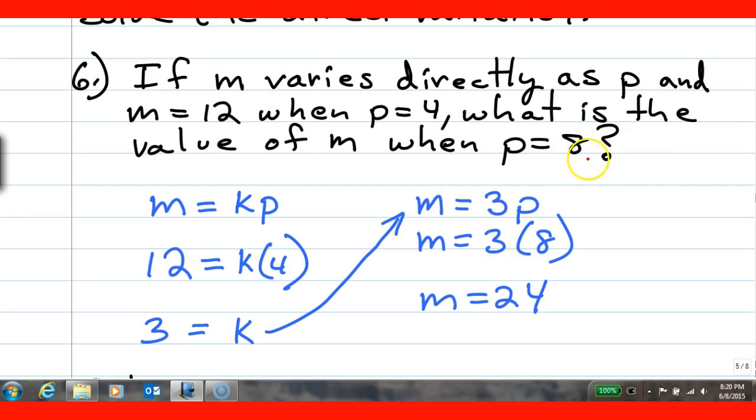I can also look at this. It says, what is the value of m when p equals 8? Well, now that I know k, I can plug in the p value of 8 next to it, and I find that m is equal to 24.